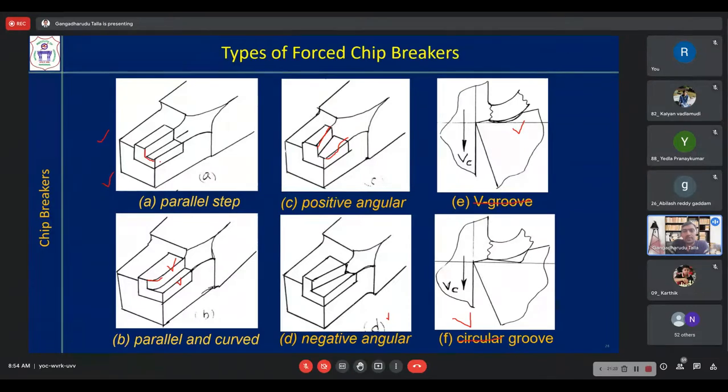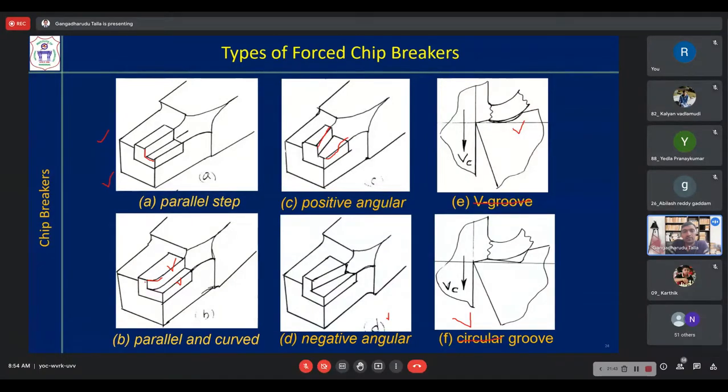So in those cases, parallel step is used because it is easy to manufacture. That kind of tool is easy to manufacture. It is cheap compared to the other types of chip breakers. That is the reason.